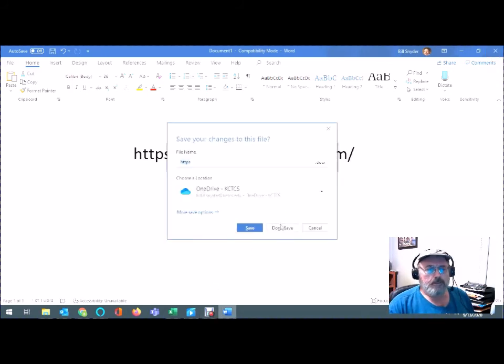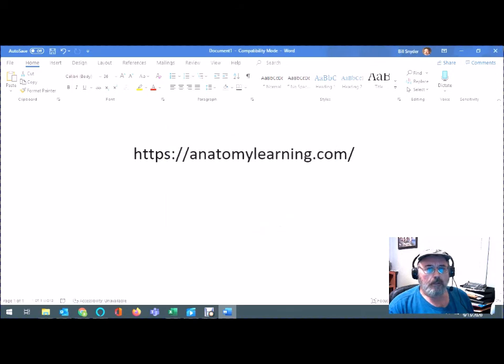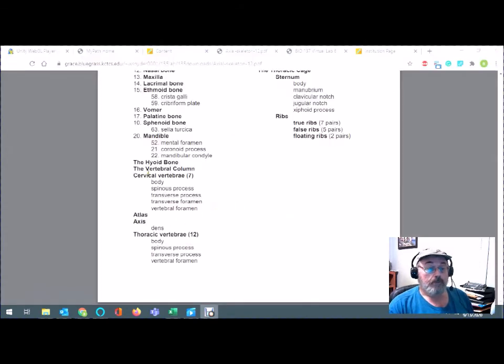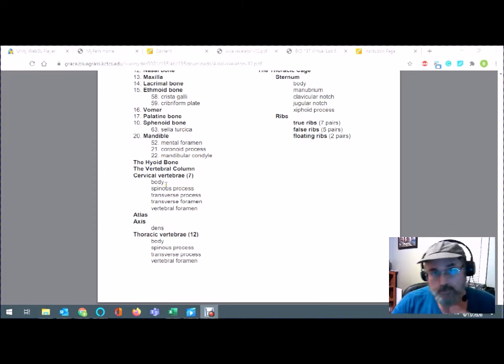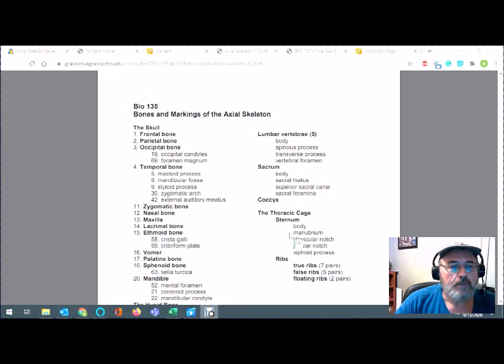Let's close this. And let's take a look at the additional bones that we need to deal with. We finished off in the previous video with the hyoid bone. So now we're going to talk about the vertebral column. There are a few things you need to be aware of. I'm not going to ask you to identify specific vertebrae. I will ask you to identify certain regions: the cervical region, the thoracic region, lumbar, sacrum.